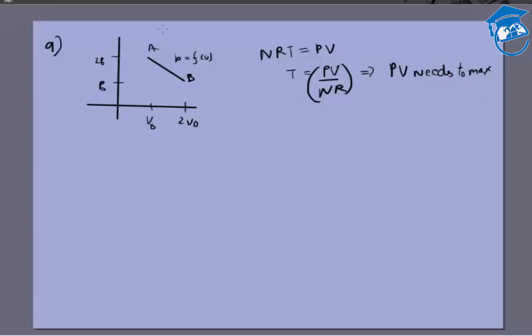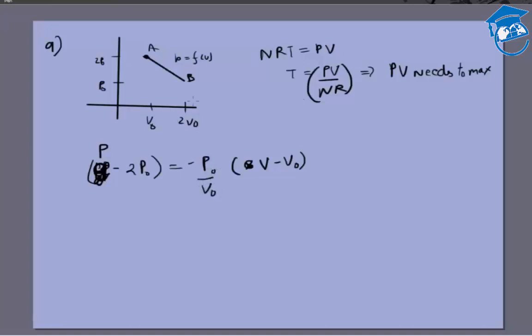So let's do that. The equation for this line will be y minus y1. I just take this point. So y minus 2P0 is equal to the slope times x minus x1, where y will be P. So P minus 2P0 is equal to the slope times V minus V0 for this point, and the slope will be y2 minus y1 by x2 minus x1: 2P0 minus P0, that is P0, divided by V0 minus 2V0, so minus P0 by V0.